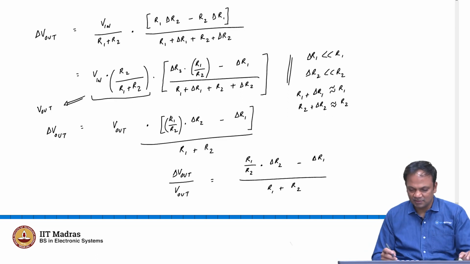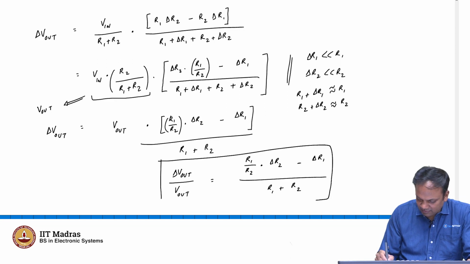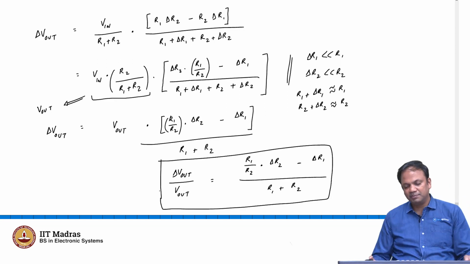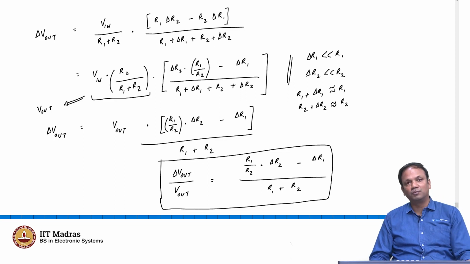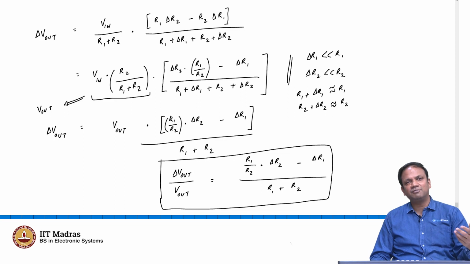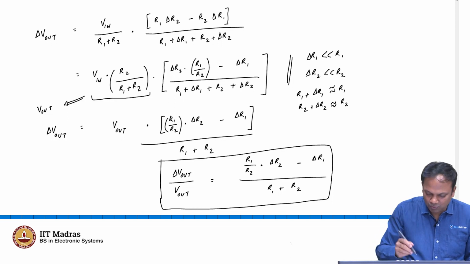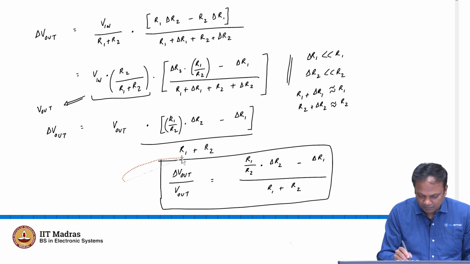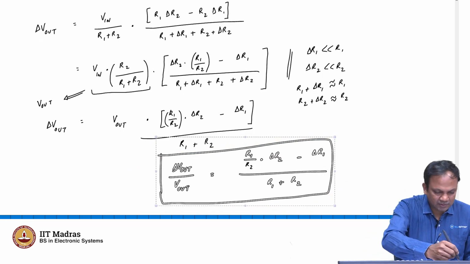Okay. So this is the result we have arrived at, and it gives us the relationship between the fractional change in output voltage as a function of the component values and the fractional change in the component values, right. So again, let us go to a new page and start with this.